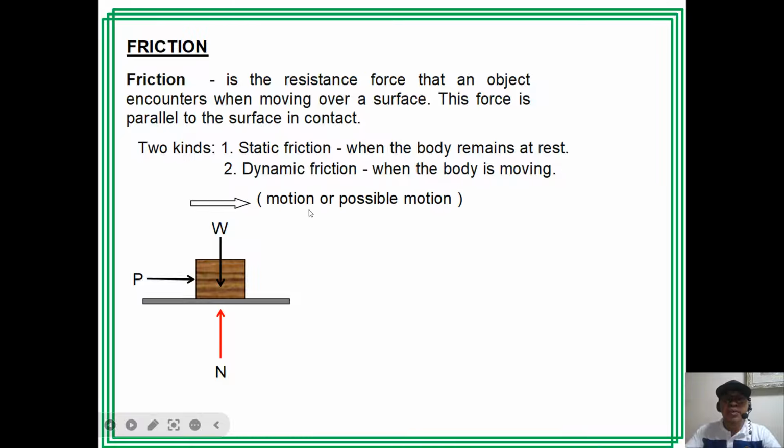So it may move, so there is motion, or it may not. So motion is, there is motion, or we have the possible motion. When you say possible motion, the body is not moving, but there is a possibility for it to move in the right direction. Okay. So, we have now the opposing friction force.